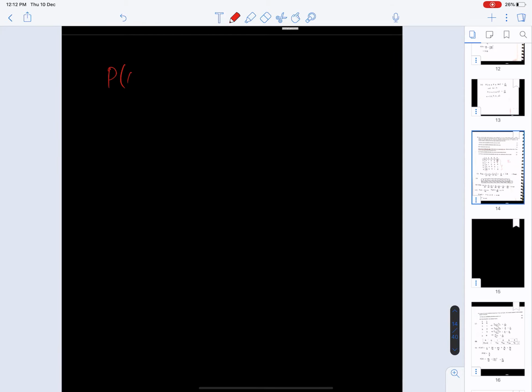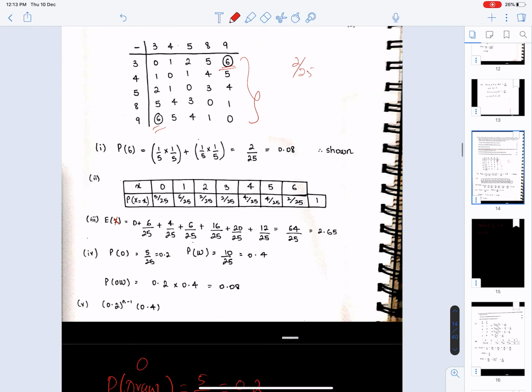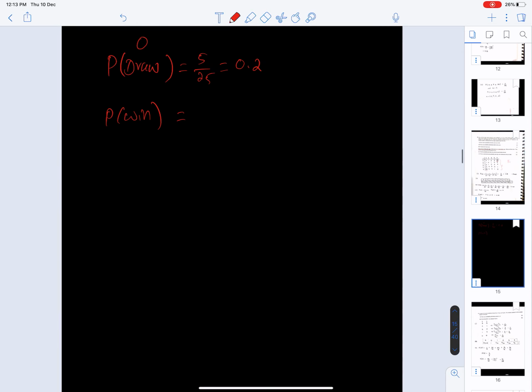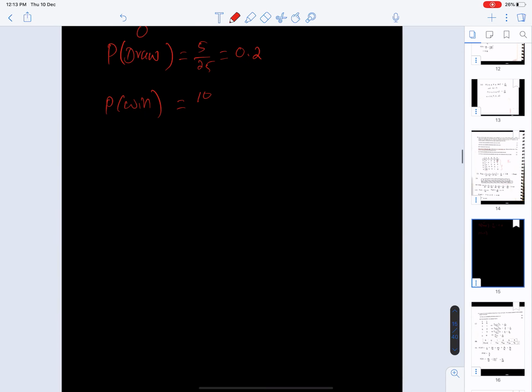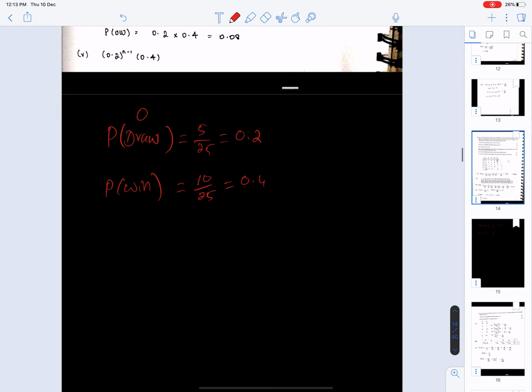So to draw the match, the score must be 0. And the probability of 0 is 5 upon 25, which is 1 upon 5, which is 0.2. And to win the match, the score should be 4 or more. According to this table, the probability is 10 upon 25, which is 2 upon 5, which is 0.4.